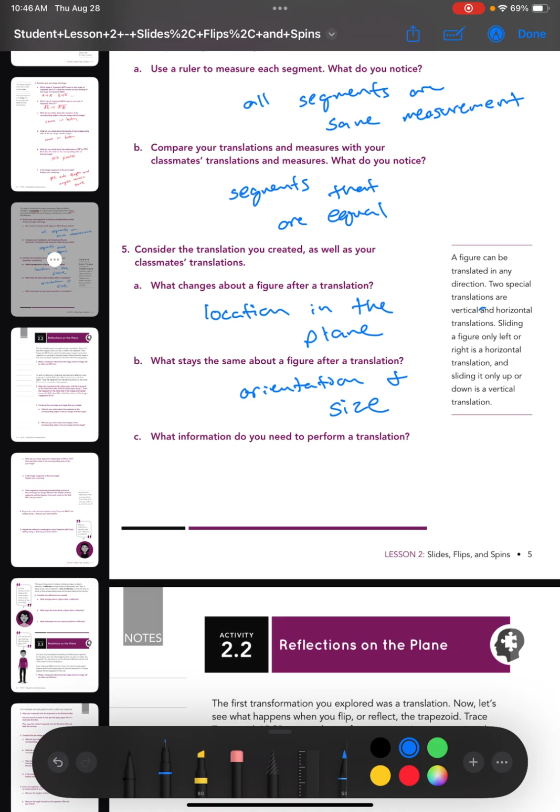What information do you need to know to perform a translation? You need to know the direction and distance to translate.